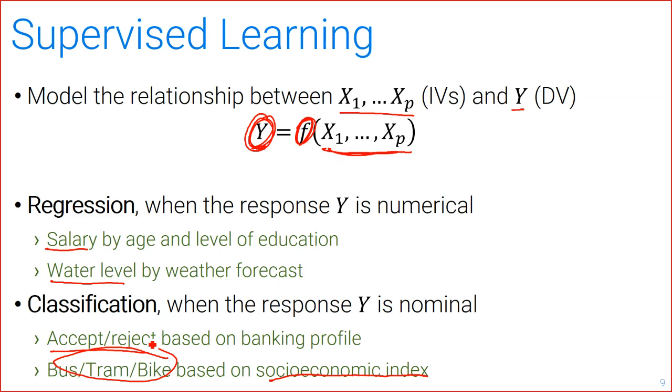We have a question saying, do the X values also have to be numbers for regression? No, they don't. And actually, that's something that we're going to cover on the next lecture. So these independent variables can be anything. They can be numbers, they can be categories, anything.